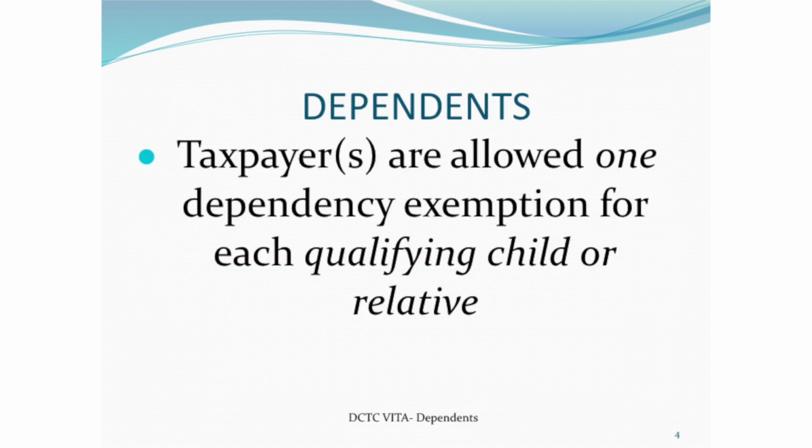Now, dependents: taxpayers are allowed 1 dependency exemption for each qualifying child or relative. So here we see new verbiage or terms, qualifying child or qualifying relatives. Those terms are defined for you on page C-1 of Publication 4012, as well as in Publication 4491. We will touch on them here. However, you will need to study them as you move forward in your training.